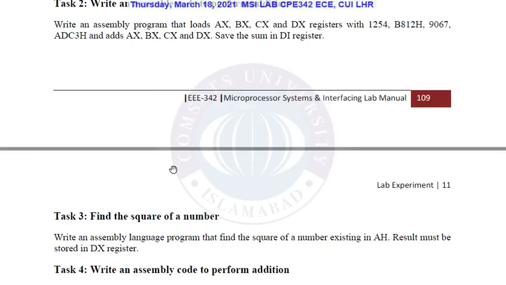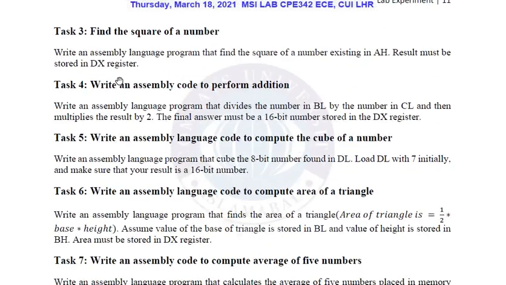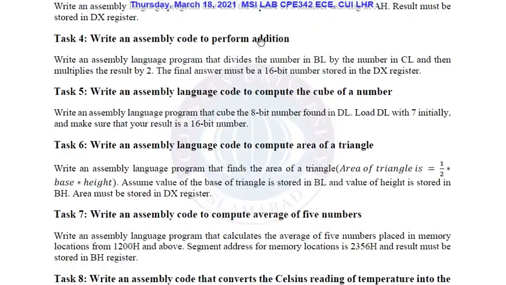For example, task 2 is to find the addition of given values. In that task, you need to find out the addition by using ADD and ADC commands. Then there is another task to find out the square. In that task, you can use the multiplication command to find the square of a number. Then again, there is a task to find out the addition.